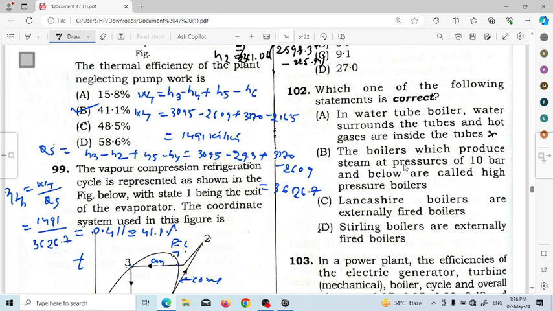Next, the boiler which produces steam at pressure of 10 bar and below is called a high pressure boiler. No, this is a low pressure boiler. This is also incorrect. Lancashire style boilers are external fire. No, this is internal fire. Next, option D is the correct answer. Stirling boilers are external fire boilers.